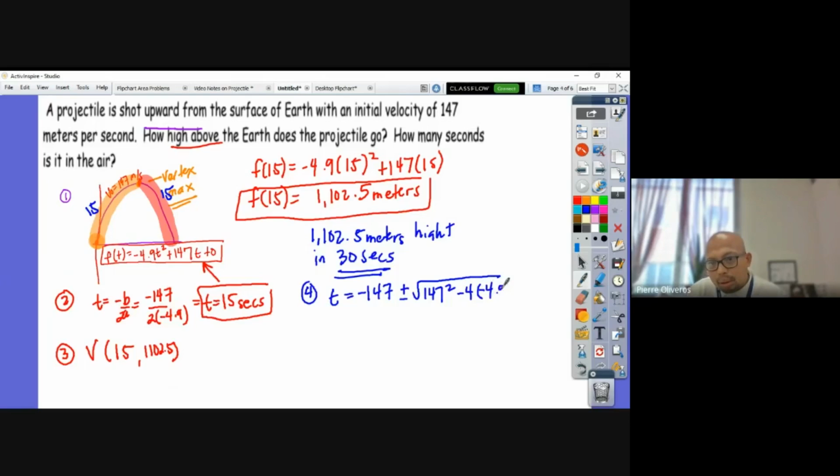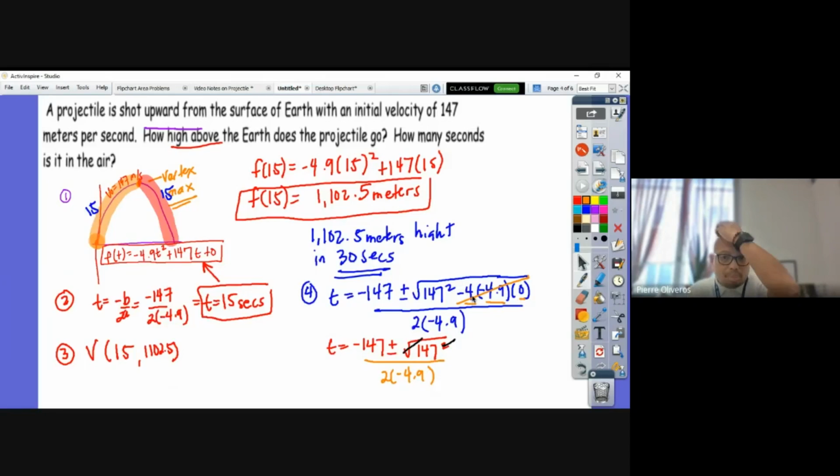A is negative 4.9. C is 0 over 2 times negative 4.9. Since this one here is 0, 0 times negative 4.9 times negative 4 will just be canceled. And since here it's squared, you're going to end up now with negative 147 plus or minus the square root of 147 squared. Squared and square root will cancel out, so you will only end up with 147.